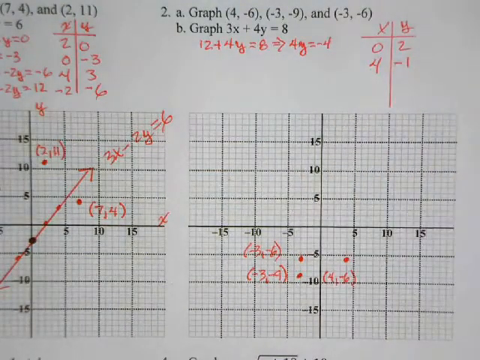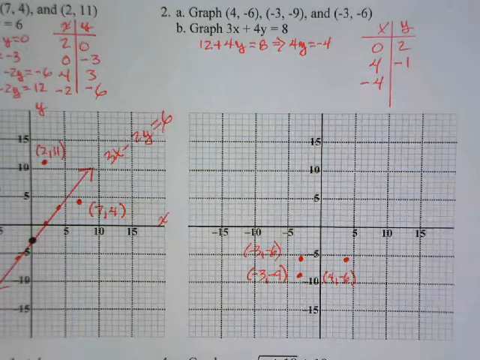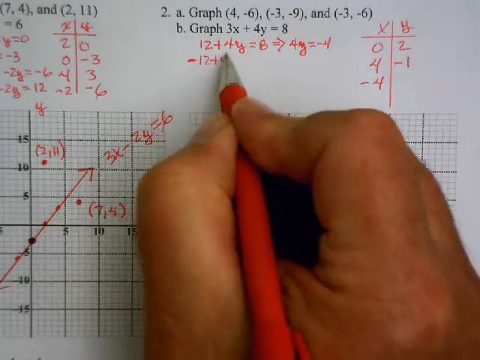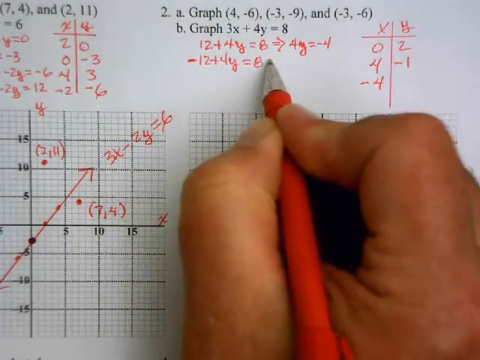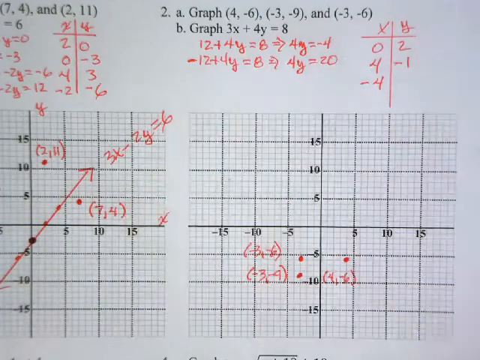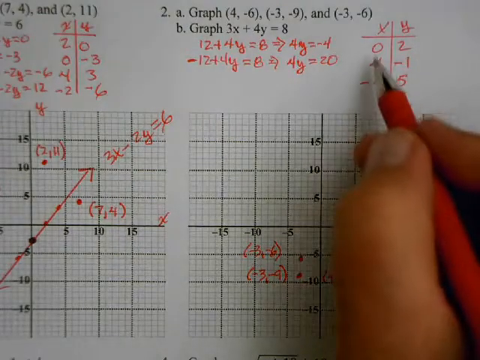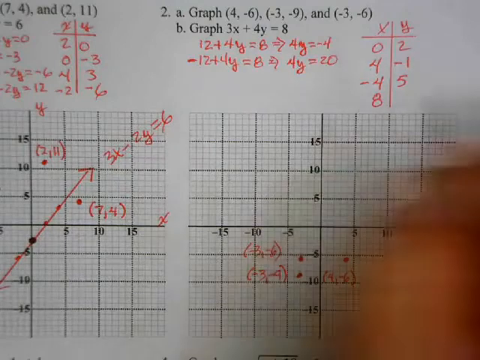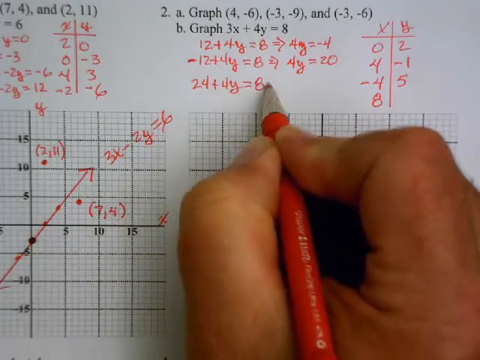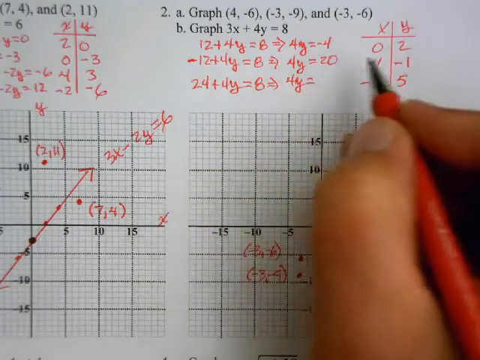If I make, say, a negative 4, then I'm going to end up with negative 12 plus 4y equals 8, which will lead to 4y equals 20 when I add 12 to both sides, which means then I'm going to have a 5. And let's do one last one, 8. So that's going to give me 24 plus 4y equals 8, which subtract the 24, it's going to give me 4y equals negative 16. So y is negative 4.